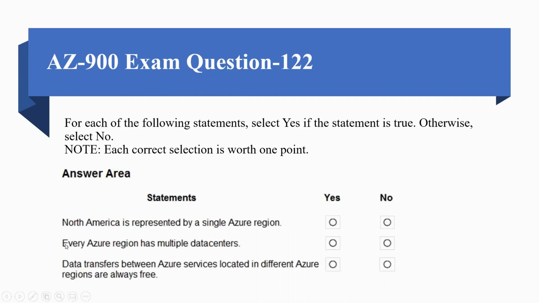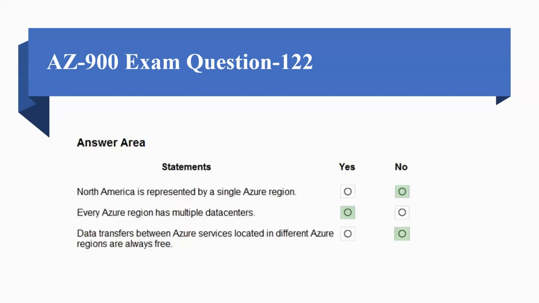Next question. North America is represented by a single Azure region. Option B, every Azure region has multiple data centers. Option C, data transfer between Azure services located in different Azure regions are always free. So we have to find which statement is true and which statement is false. And the correct options would be: North America is represented by a single Azure region. It should be no. Every Azure region has multiple data centers. It should be yes. Option C, data transfer between Azure services located in different Azure regions are always free.